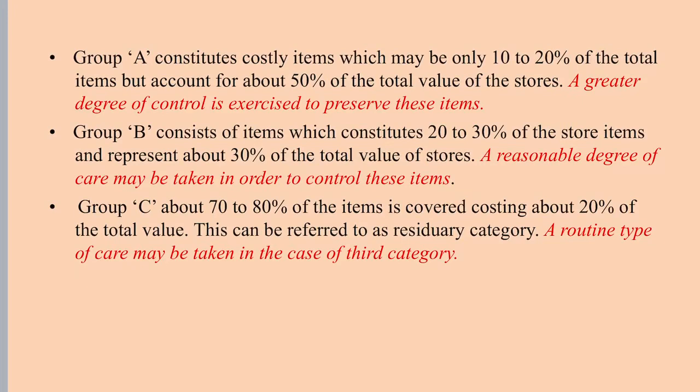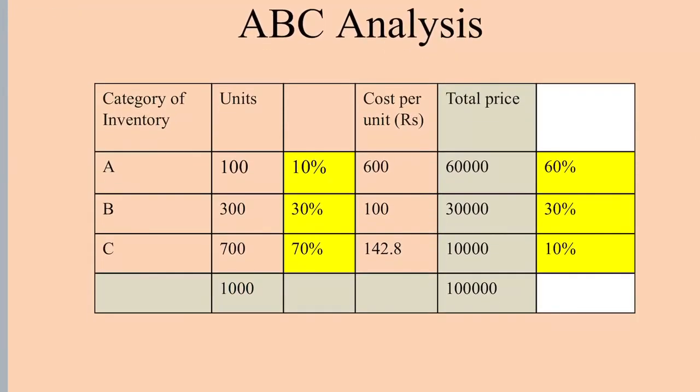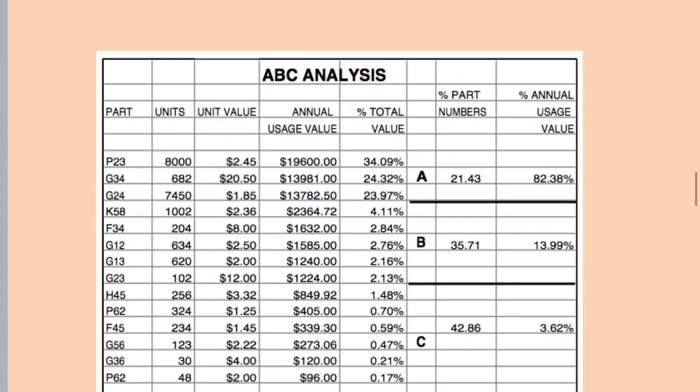A greater degree of control is exercised to preserve A category item. A reasonable degree of care must be taken in order to control B category item, and a routine type of care need to be managed for C category item. So this analysis we call as ABC analysis.